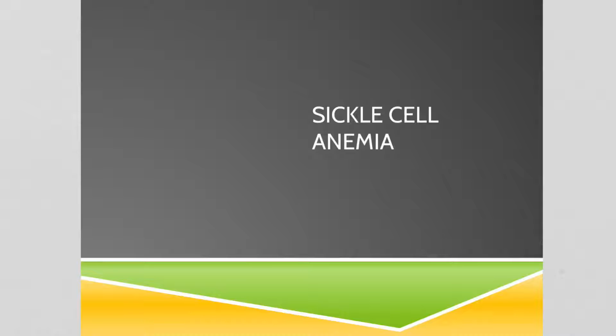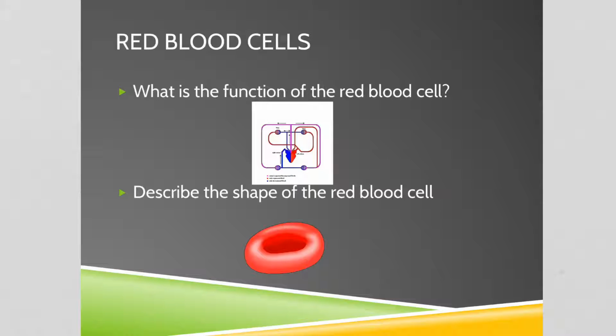So let's start off by talking about sickle cell anemia, and in order to understand it, you have to remember a little bit about your red blood cells, which we talked about a long time ago when we talked about specialized cells. Just remembering these two things about red blood cells will help you understand this mutation.